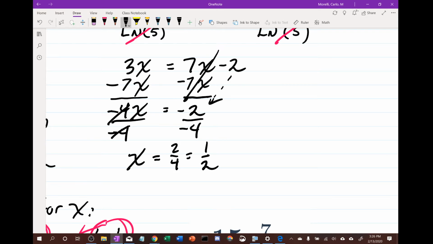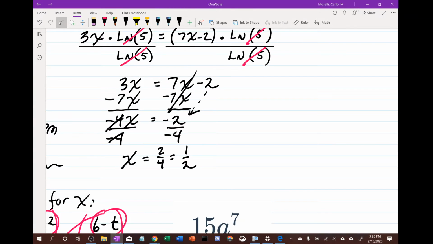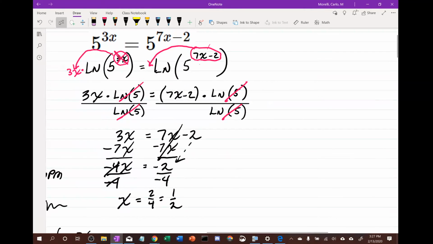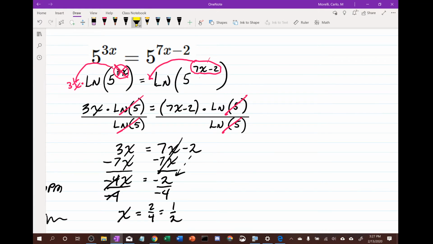Okay, so you've learned a trick. This trick only works when both numbers, we call these big numbers here bases, are the same. Do you see? The bases are the same. Y'all label these numbers bases.